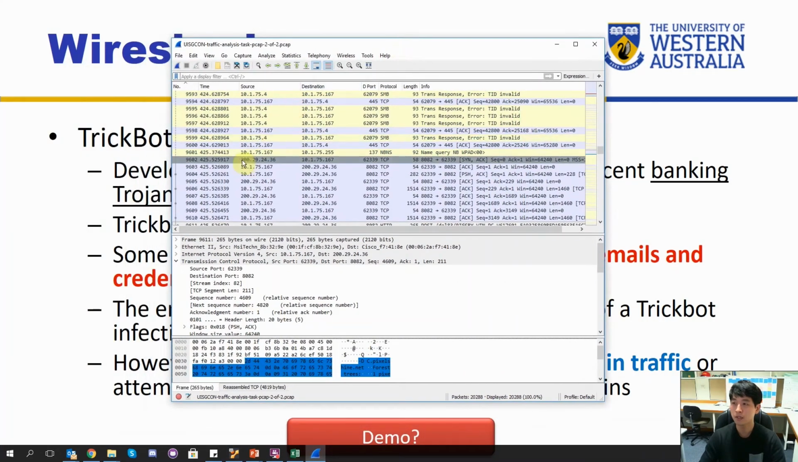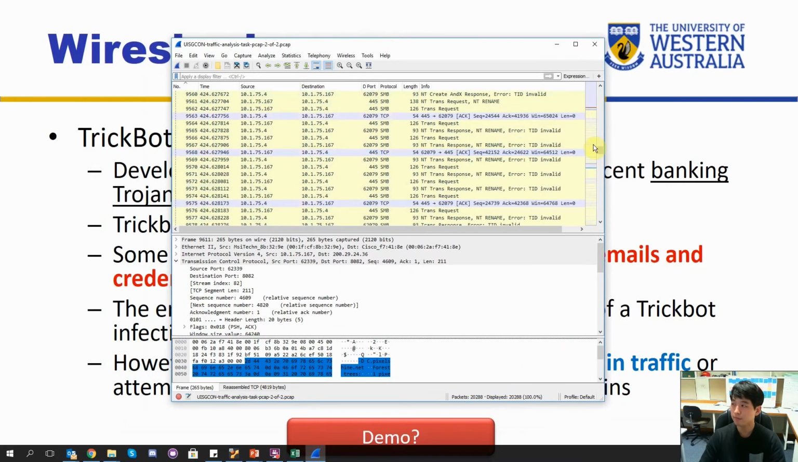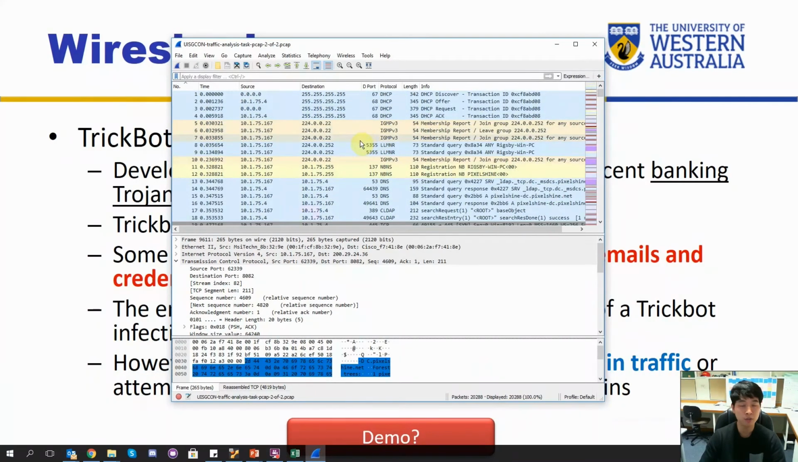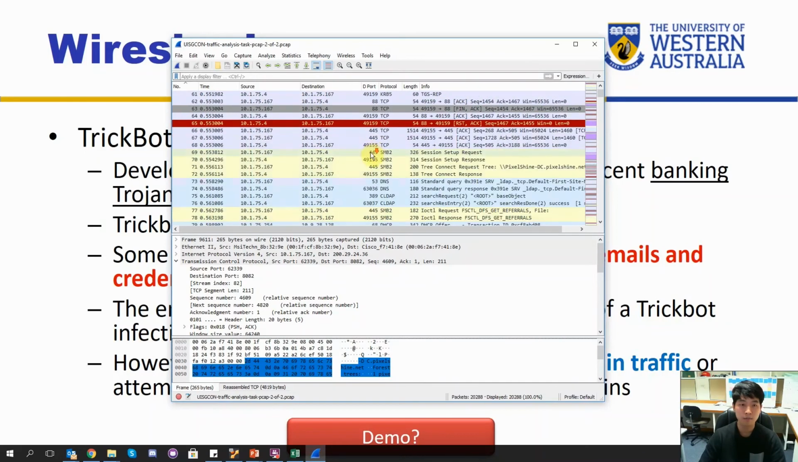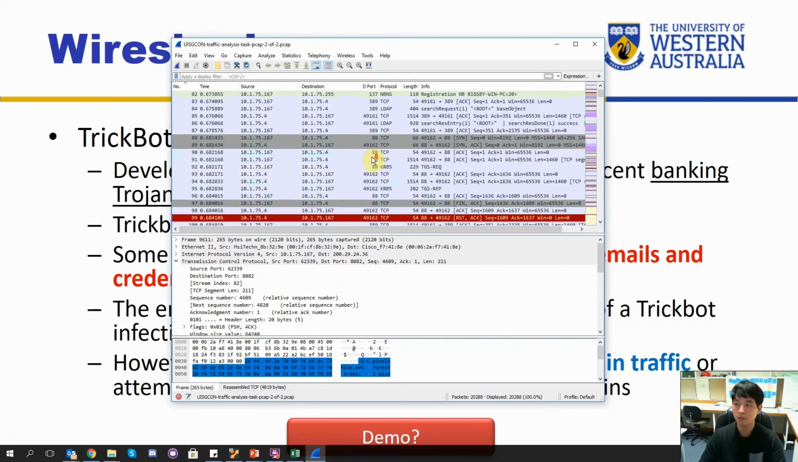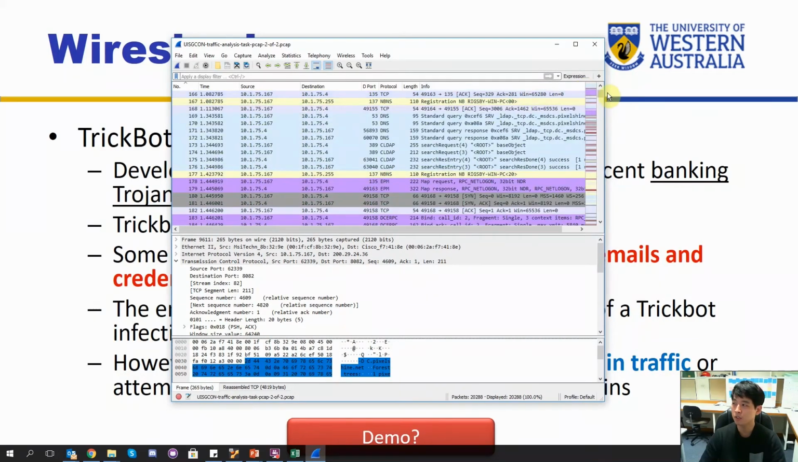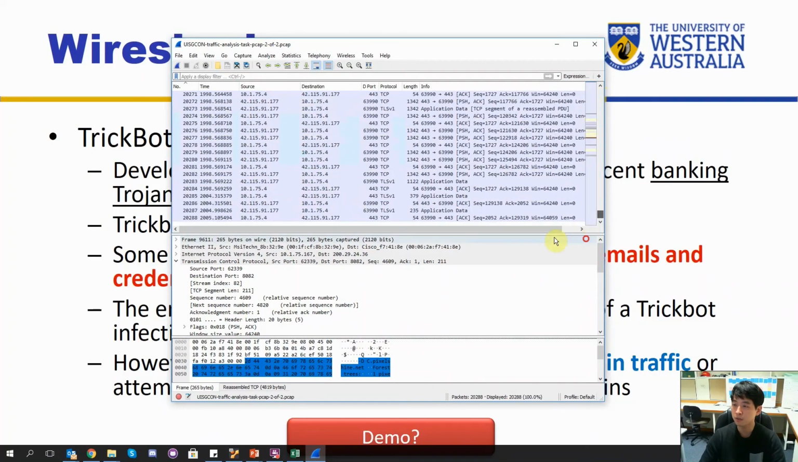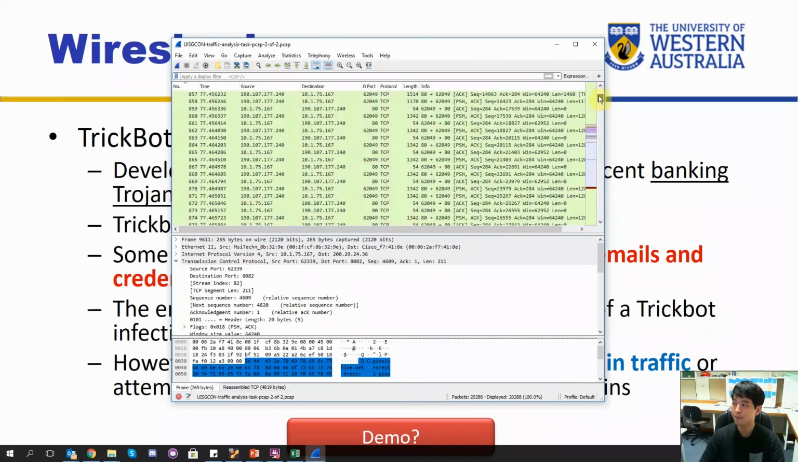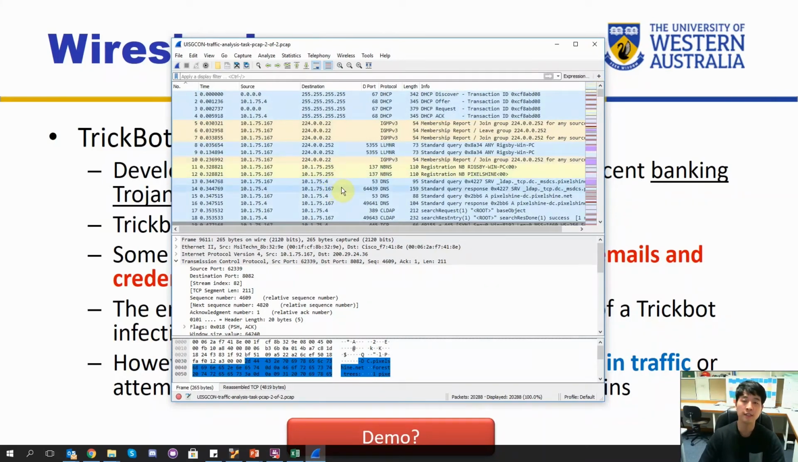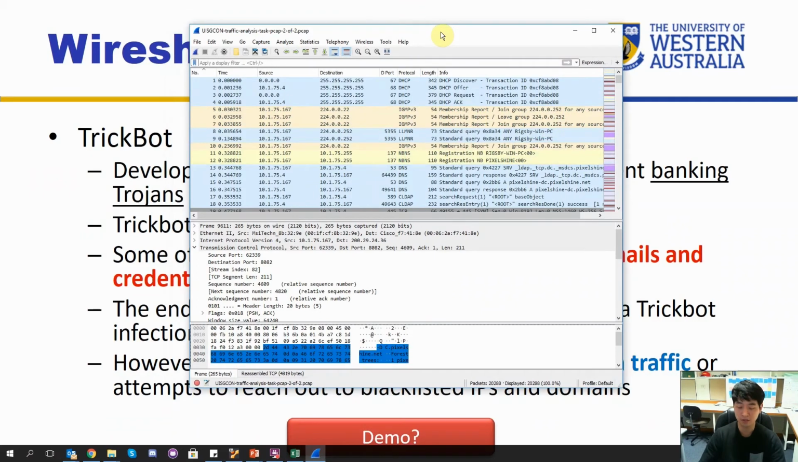So this one is one of the TrickBot packets that has been captured into a PCAP file. So you can see it's actually really, really long. About 20,000 packets interacted in this capture. So we try to find out how we can identify those attacks, right?